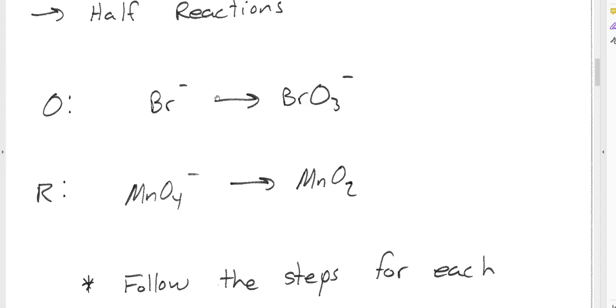So remember, step 1, balance everything that's not oxygen or hydrogen. Step 2, balance the oxygen by adding water. Step 3, balance the hydrogen by adding H+. And then step 4, balance the charge by adding electrons. So let's look at the oxidation half first.